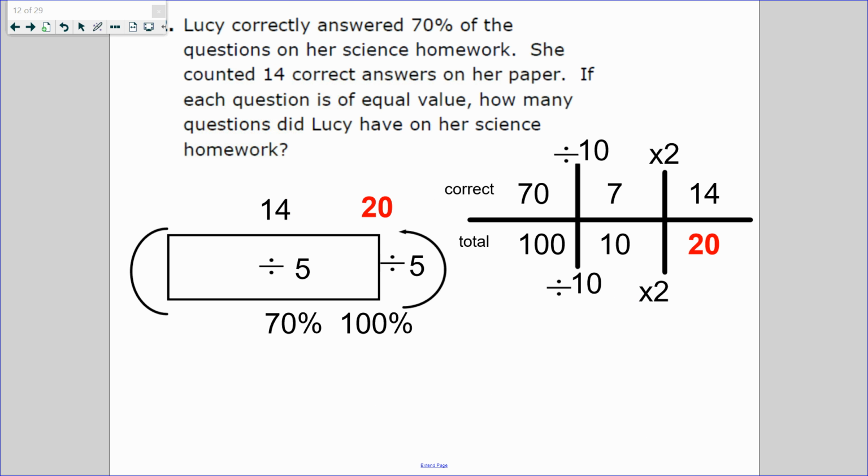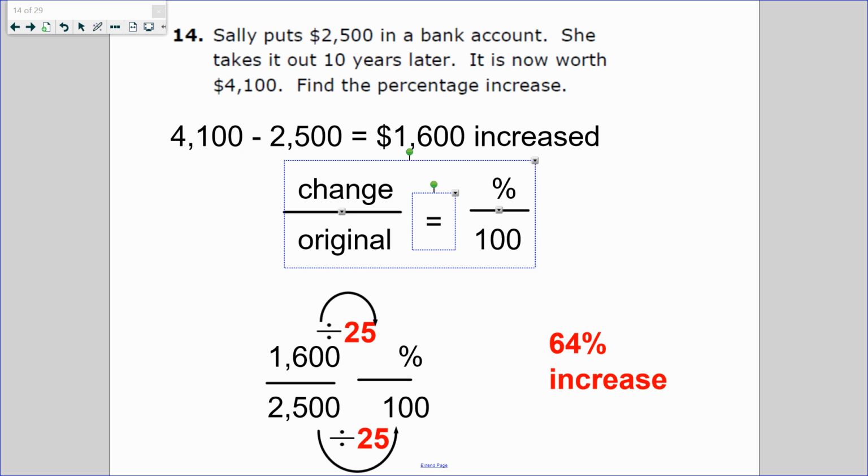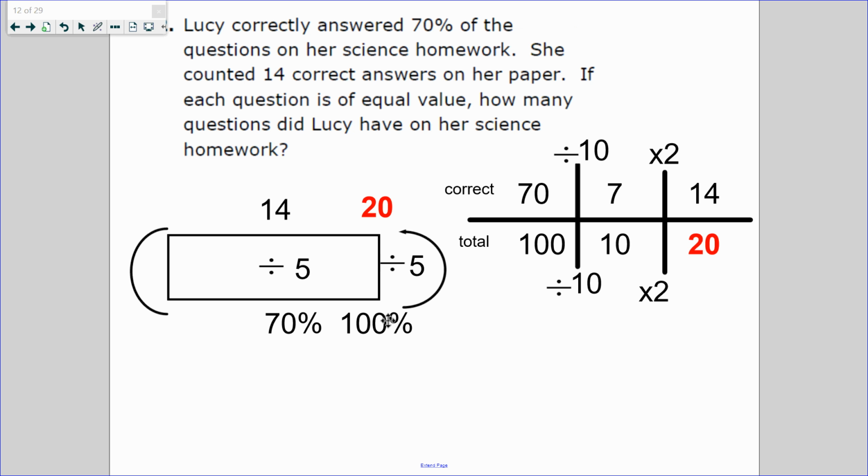Question 12. Sheila answered 70% of the questions on her science exam correctly. She counted 14 correct. If each question is of equal value, how many questions did she have on her science exam? So I made a picture, as you can tell. 100% is a full test. Do we know how many questions are on the test? No. 70%, she got 14 correct. So is there a side-to-side relationship here? Not quite. But is there an up and down relationship here? Yes, there is. It's divide by 5. 70 divided by 5 is 14. 100 divided by 5 is 20. That's one way you could have done it.